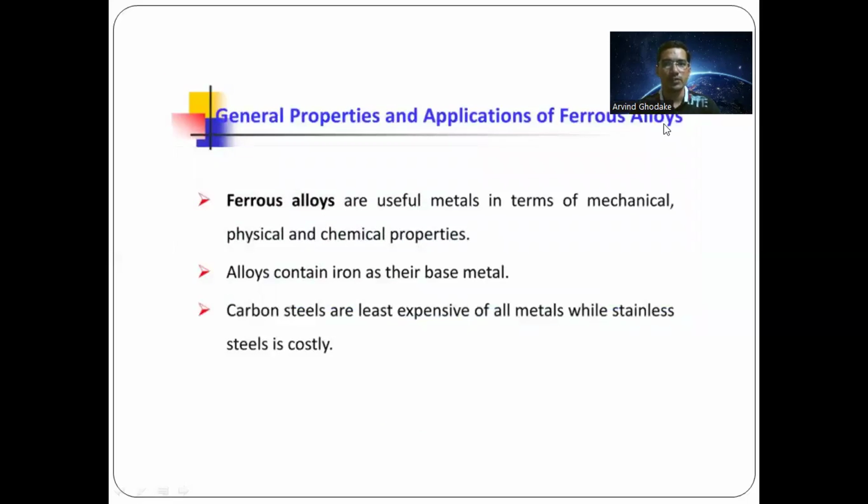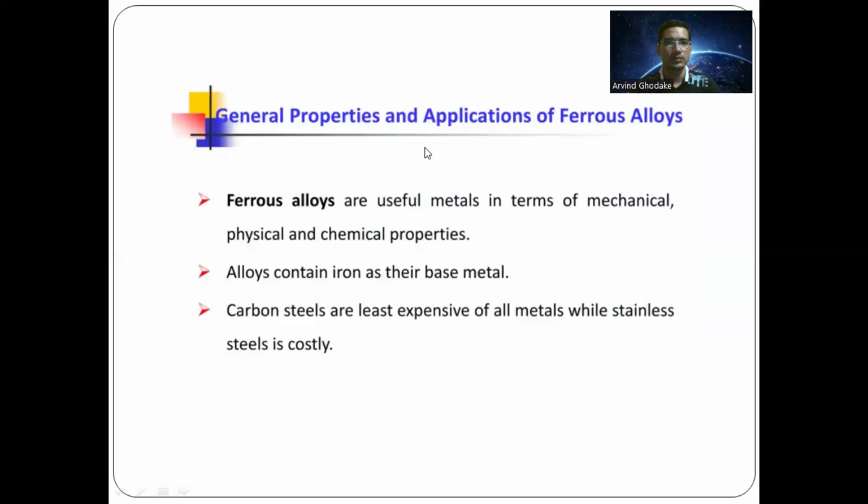General properties and applications of ferrous alloys. So ferrous alloys are useful metals in terms of mechanical, physical, and chemical properties. Alloys contain iron as the base metal. Carbon steels are the least expensive of all the metals, while stainless steel is costlier.